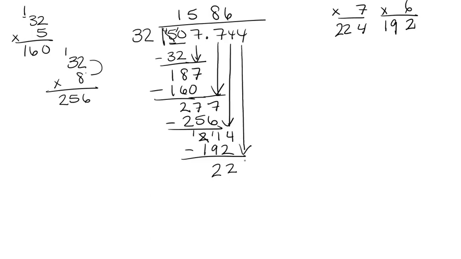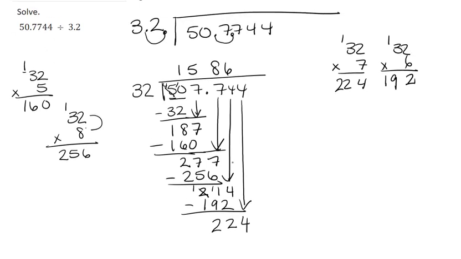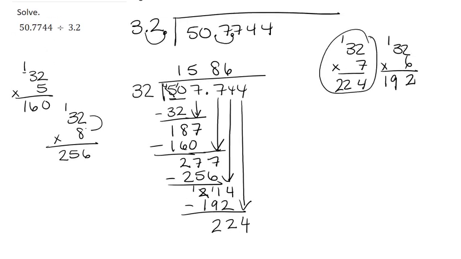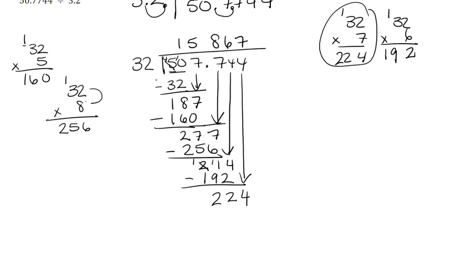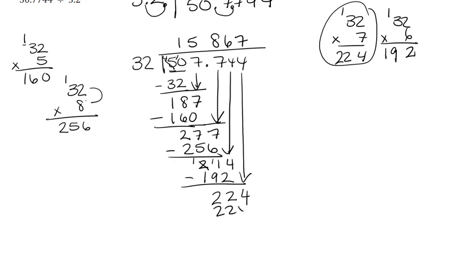Then our final step will bring down that 4. Now 32 can go into 224 how many times? Well, we just did this right here. It's 7 times. So we put a 7 above, and 32 times 7 is 224. We go ahead and subtract and we get 0. So now we're done with the dividing part, and then our final step will be to bring the decimal straight up, and our answer would be 15.867.